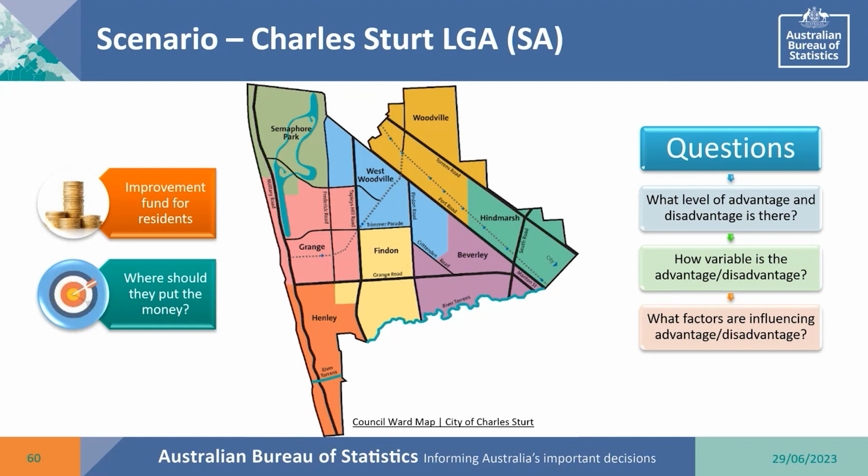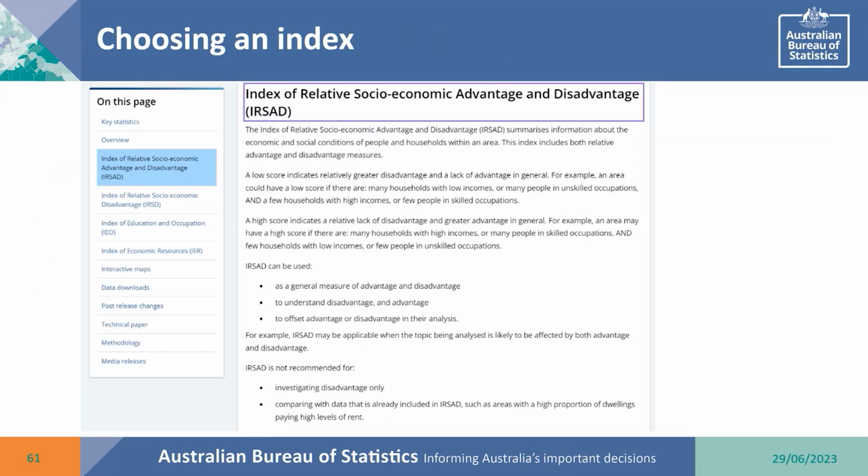Let's start with deciding what index we should use. This section of the SEIFA topic page provides some broad guidelines to assist in picking an index. The index should be chosen based on the type of analysis being undertaken. In our scenario, we're funding for improvements, and it doesn't say we're looking for just disadvantage, so ERSAD would be a good choice. So we can offset disadvantages with advantages. So I think we'll choose that, and we'll go onwards and have a look at the index data.